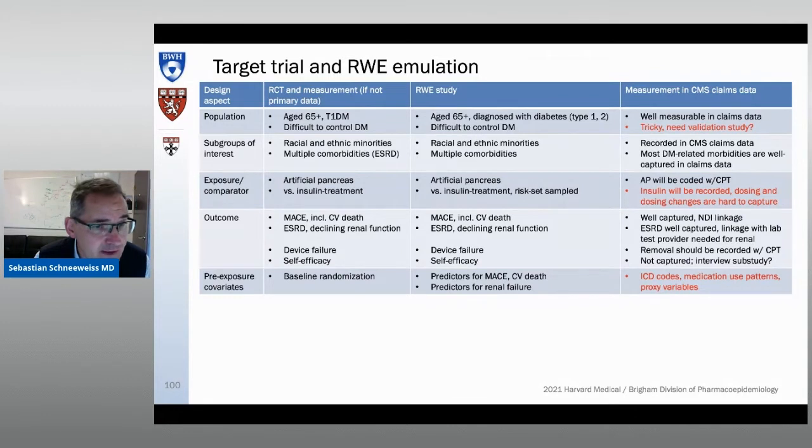The pre-exposure covariates, the so-called confounders, well, we don't need to deal with that in a randomized trial. We have baseline randomization. In the real-world evidence study, we need to identify all the predictors for MACE, cardiovascular death, and renal failure. Confounding factors are risk factors for the outcome of interest that are also driving the exposure, right? And whenever we have death in the outcome of interest, like cardiovascular death, there are so many pathways to death that I'm quite worried whether we will be able to overcome the confounding here, despite high-dimensional confounding control with proxy variables. I'll talk in a second about that. Next slide, please.